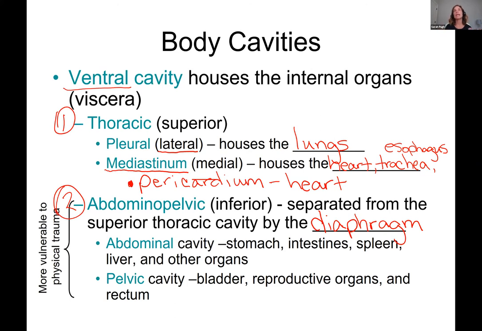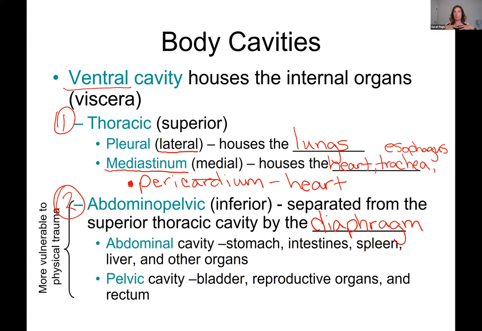Okay, same thing with the lungs. If I said, in what cavity can you find the lungs? You could say pleural cavity, you could say thoracic cavity, you could say ventral cavity. But if I said be specific, you would say pleural cavity. So when I say be specific, I just mean get to the smallest one you possibly can. Okay.